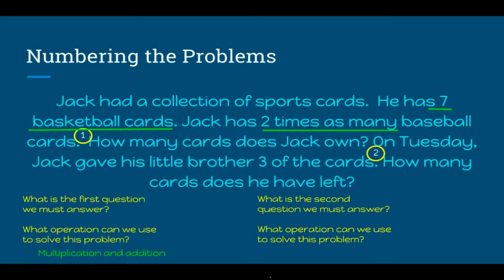For the second question, I label it 2 and put a circle around it, and I decided that I have to subtract. And I knew it was subtraction when I saw that he gave his little brother 3 cards, and it asked, how many does he have left? So I'm going to take away 3 from the total number of cards that Jack has. Let's keep going.